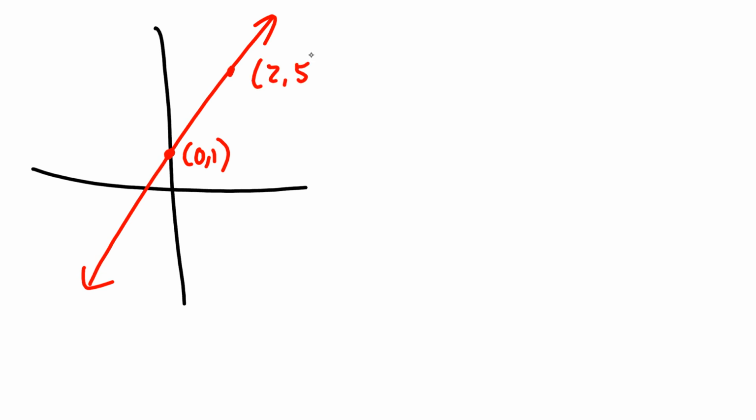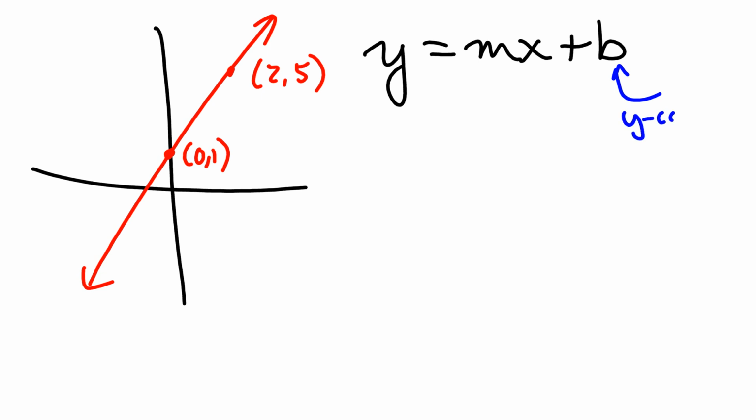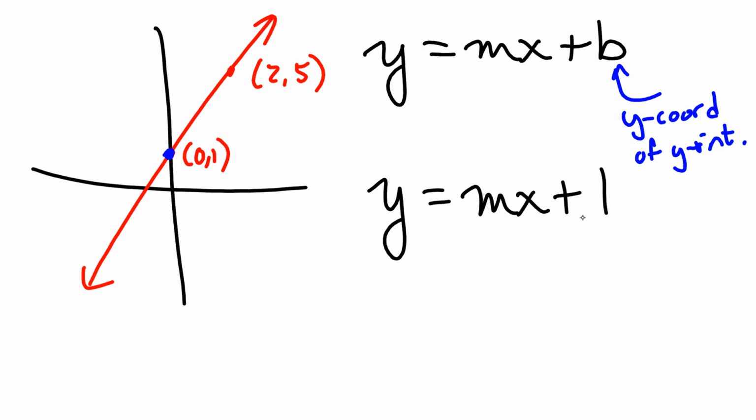So let's pretend that you have some line. It looks like this, and it goes through maybe (0, 1), and it goes through maybe (2, 5). You know that it's y equals mx plus b, and you remember that the b is the y-coordinate of the y-intercept. It's the y-coordinate of the place where the line hits the y-axis. So you're like, I got this. This is y equals mx plus 1.